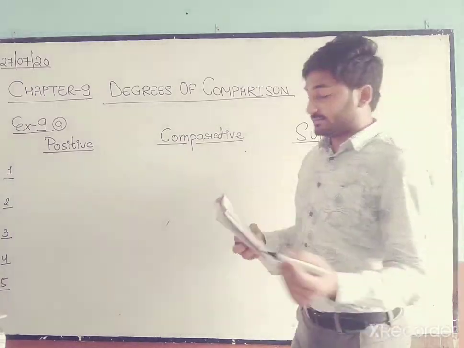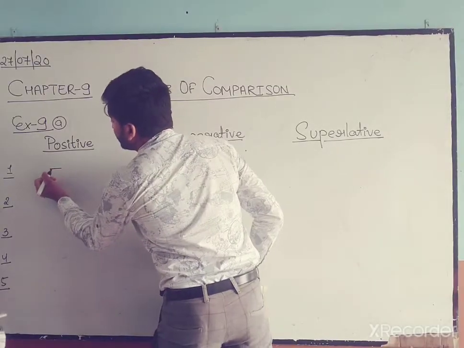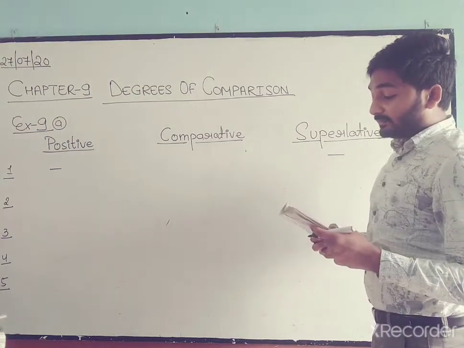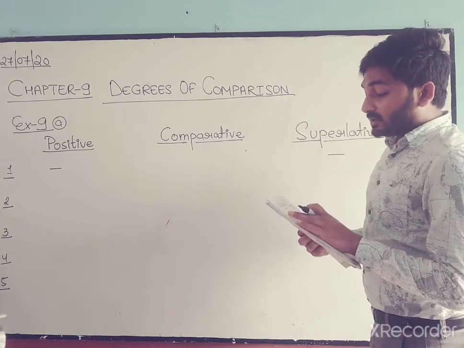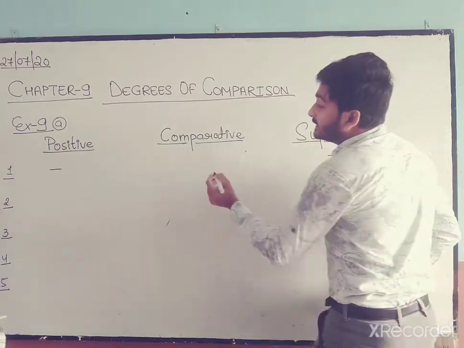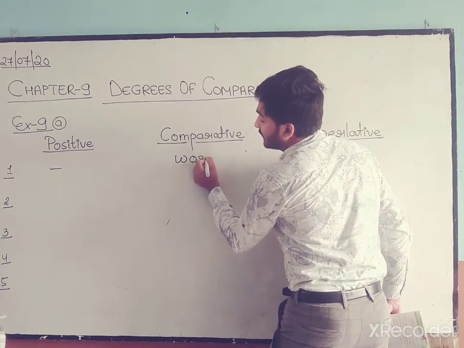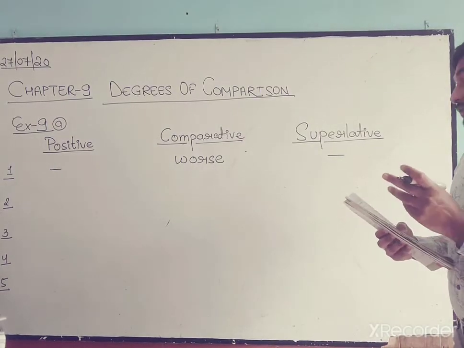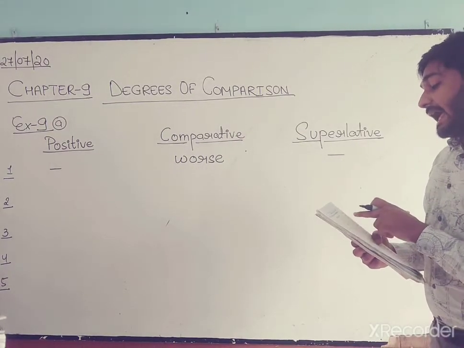First one is bad. इसका positive और superlative degree लिखा हुआ है. We have to write comparative. What is the comparative degree of bad? It's worse. W-O-R-S-E, worse.